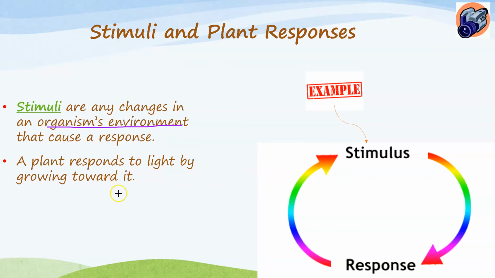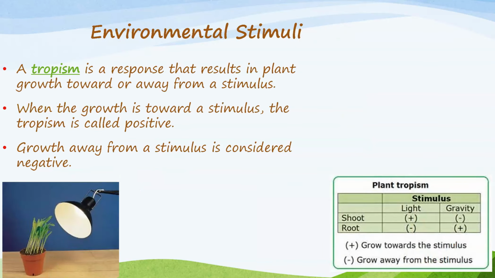Plants respond to various stimuli. One example is light. They grow towards the light, of course. A stimulus causes a response. A tropism is a vocabulary word I want you to know: a response that results in plant growth toward or away from a stimulus. Plants grow toward the light, but roots don't like the light, so they grow away from it. The shoot is like the stem. Shoots grow against gravity, but roots grow towards gravity. Again, these are examples of tropisms.